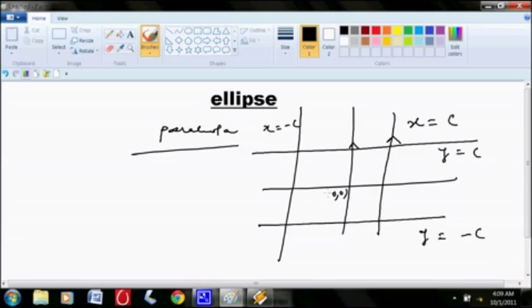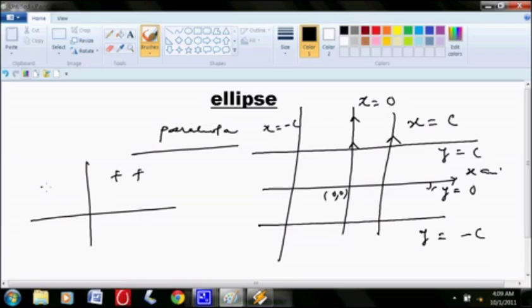This being the origin, equation of this is y is 0. That is equation of the x-axis. Equation of the y-axis is x equal to 0. Some discussions I have already gone with regarding the quadrants. This is plus plus, minus plus, minus minus, plus minus.